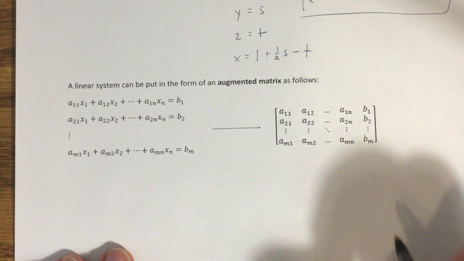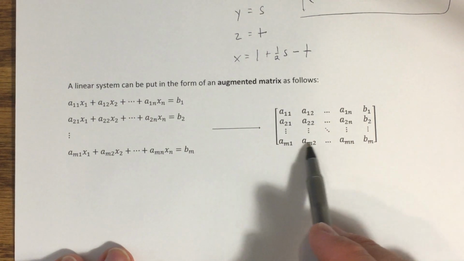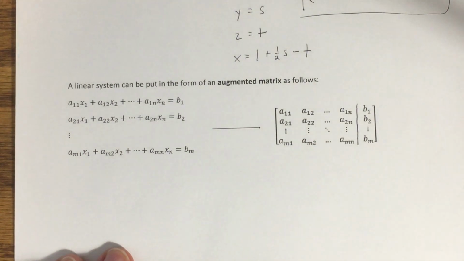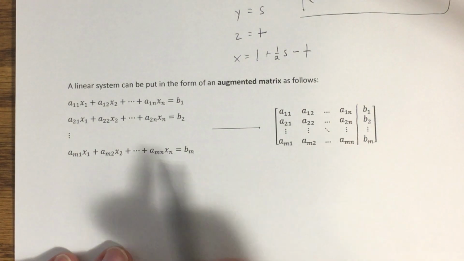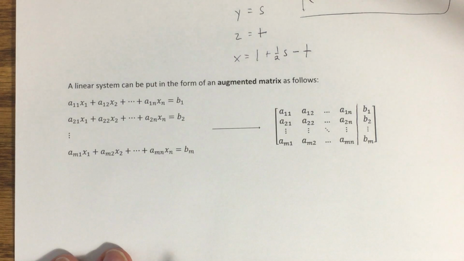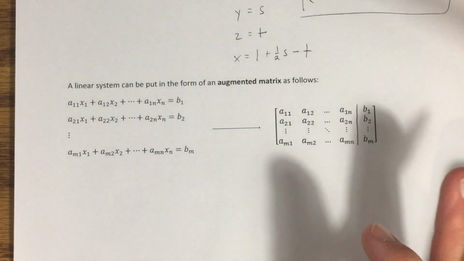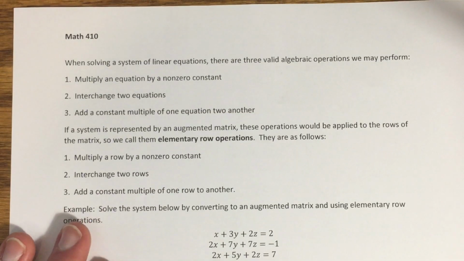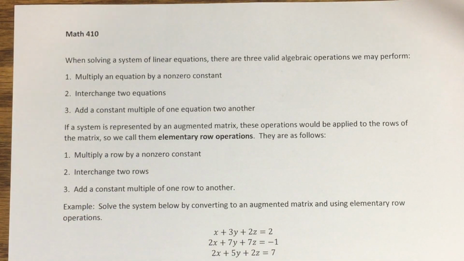Oftentimes when we're solving augmented matrices, you'll either see your matrix written this way, or occasionally you'll see a vertical bar put here, which symbolizes the equal signs here. And that's kind of just a visual thing to help you keep track of what's what. Okay. Now, how do we use these when solving systems of equations? Well, we're going to talk about row operations. These are what we do with augmented matrices.